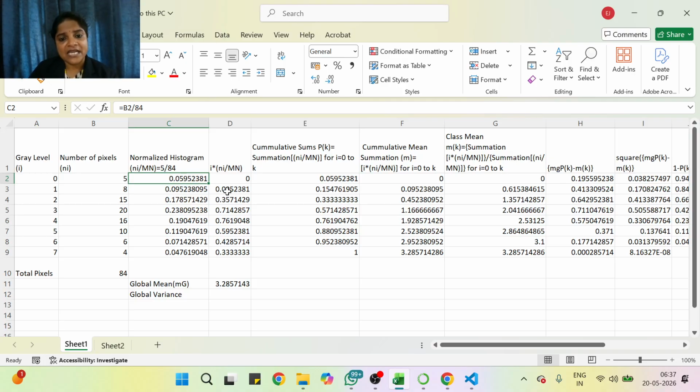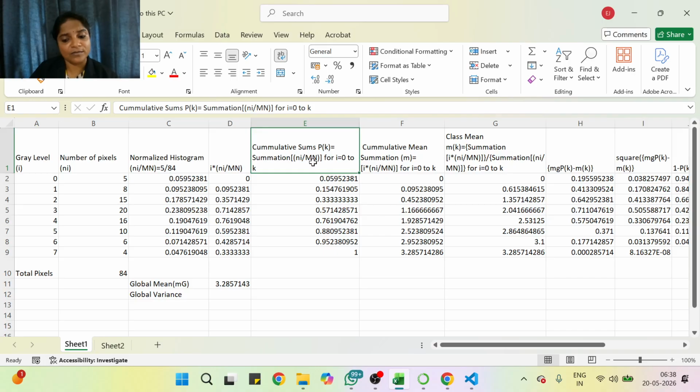Next step, I want to calculate the cumulative sums. What is cumulative sum? The cumulative sum, P of K, formula we have already seen.